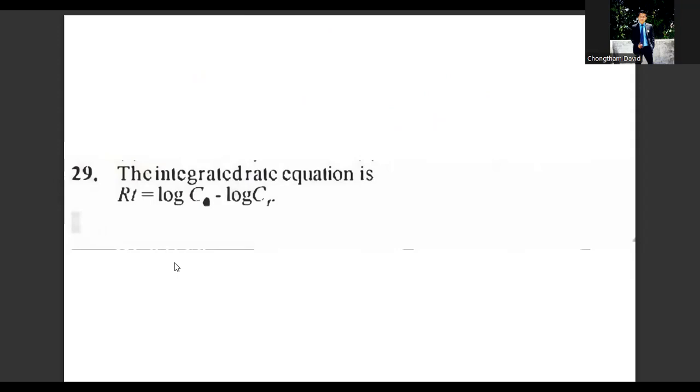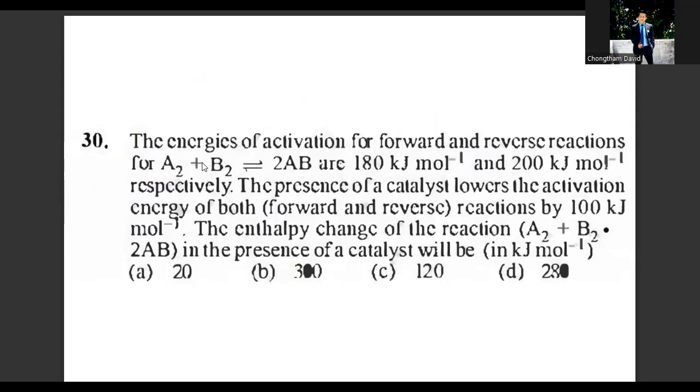29 is incomplete. Let's read question number 30. The energies of activation for forward and reverse reactions are given for A2 plus B2 gives twice AB. These are the values of the activation energy. The presence of a catalyst lowers the activation energy for both by 100. The enthalpy of the reaction in the presence of the catalyst will be?